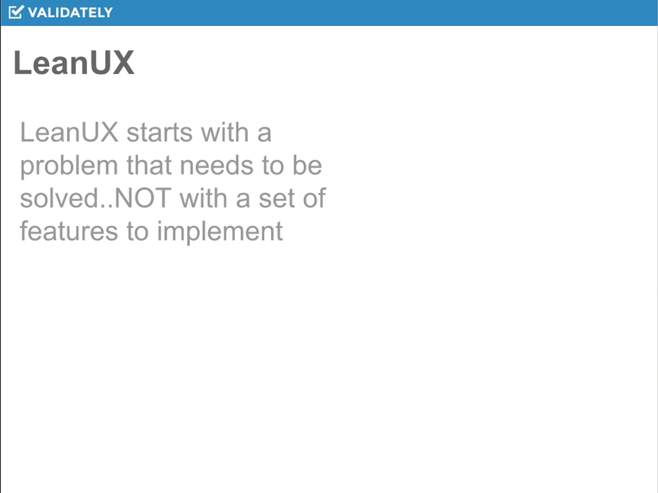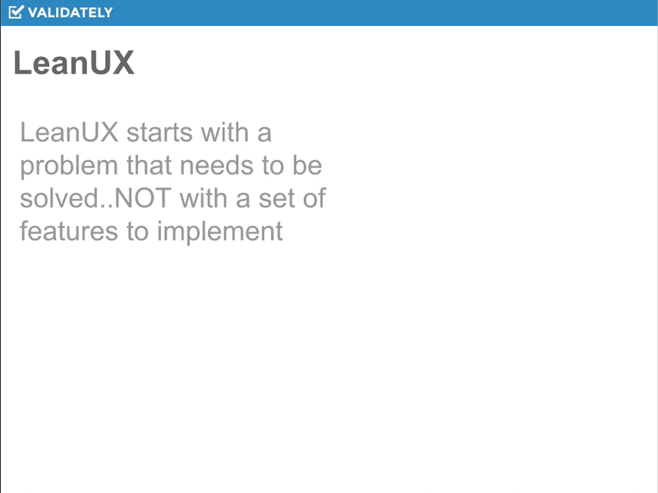One of the key points about Lean UX is it starts with a problem that needs to be solved, not a set of features to implement. Okay, so think about that. Make sure that when you go through this, you think about your process. When you work with the design team, or if you are the designer or the product manager, do you tell them, hey, here's a feature, I'll go design this feature, or do you say, hey, this is a problem that we need to solve. Let's brainstorm different potential solutions and test all of those different solutions.